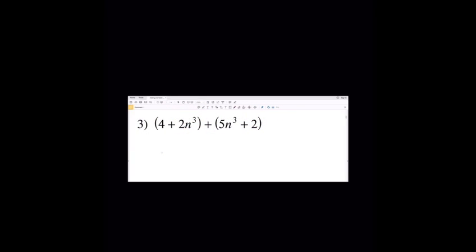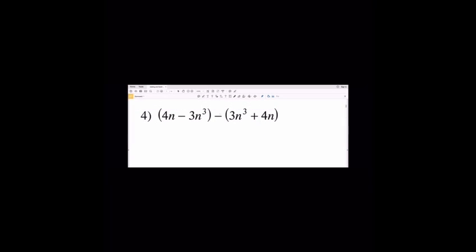In number 3, it's all addition, so we don't have to worry about distributing a negative. Our similar terms, we have two constants of 4 and 2. We have 2n cubed and 5n cubed. So combining those first will give me 7n cubed, plus 4 plus 2 is 6. So 7n cubed plus 6 is the answer.